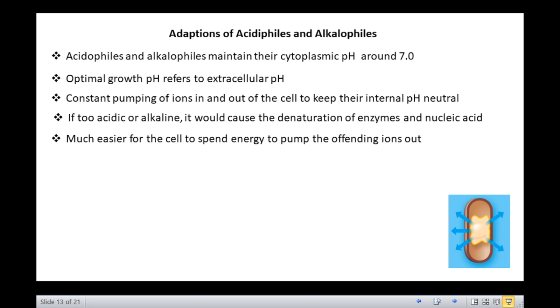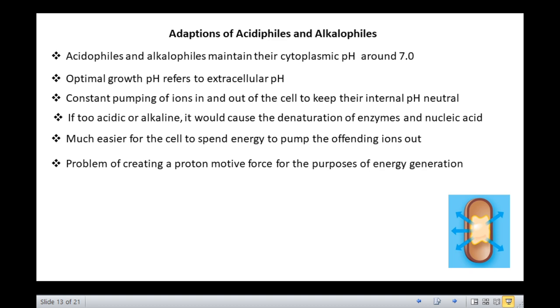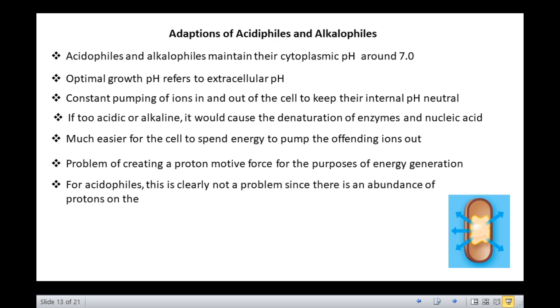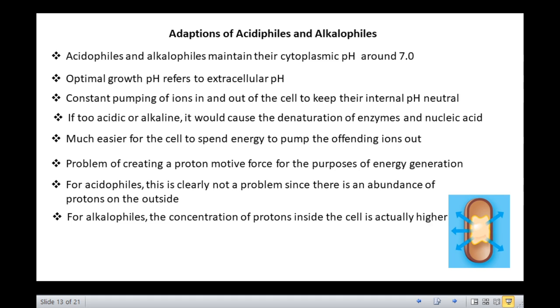This does bring up the problem of creating a proton motive force for the purposes of energy generation. For acidophiles, this is clearly not a problem since there is an abundance of protons on the outside. However, for alkalophiles, which grow only at pH levels of 8 to 11, the concentration of protons inside the cell is actually higher. These alkalophiles can maintain a cytoplasmic pH of 9 or lower even at an external pH of 11, thus growing optimally under conditions in which the cytoplasm is more acidic than the external medium.